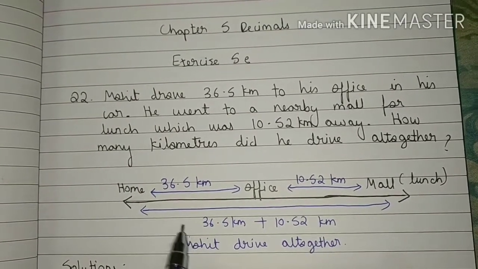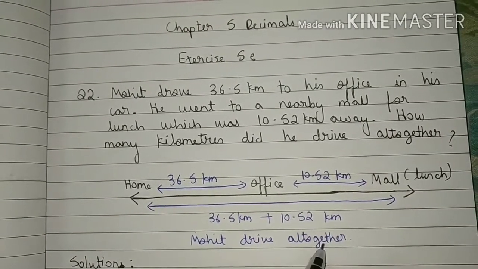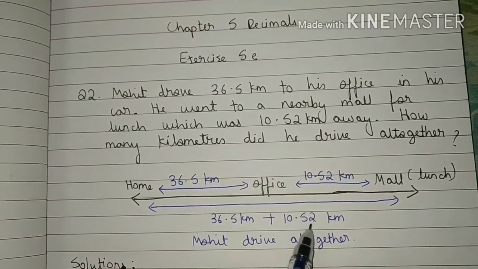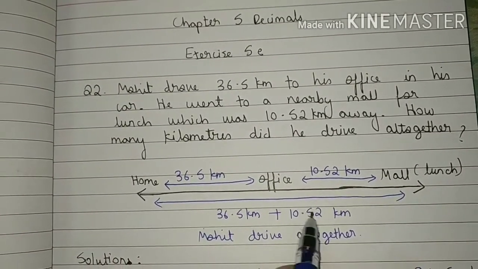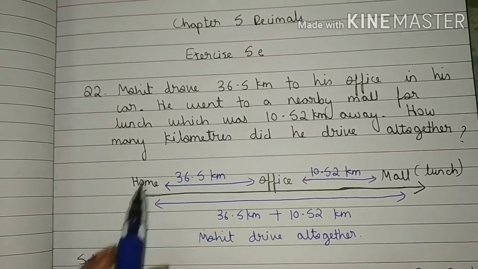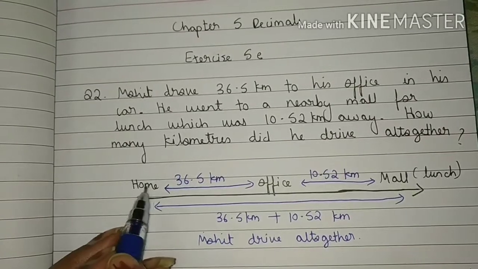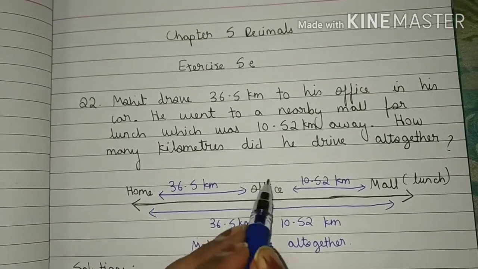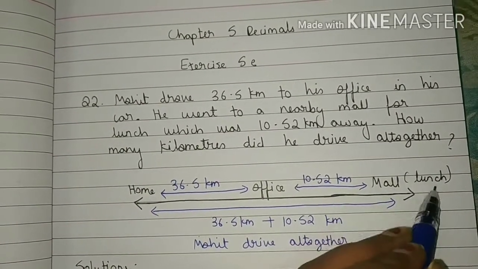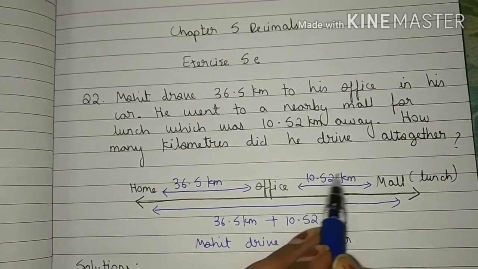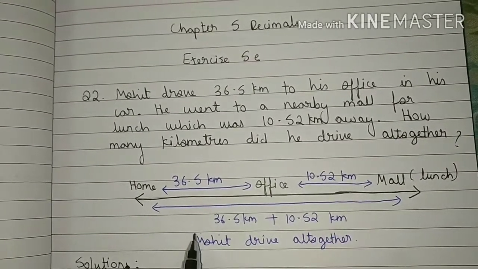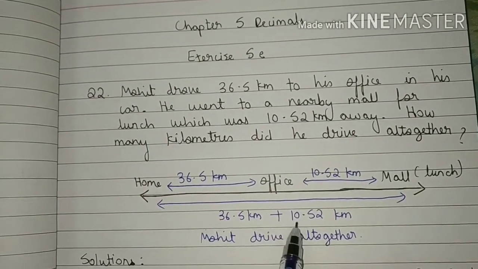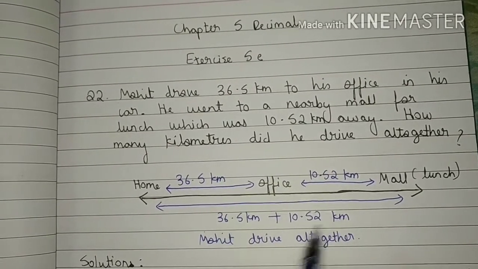So, Mohit drives altogether a car 36.5 km plus 10.52 km. So students, in this question we will do addition because Mohit drives a car from home to his office 36.5 km. After that, from office to a mall for lunch, he drives a car 10.52 km. So students, overall, he drives a car 36.5 km plus 10.52 km altogether.